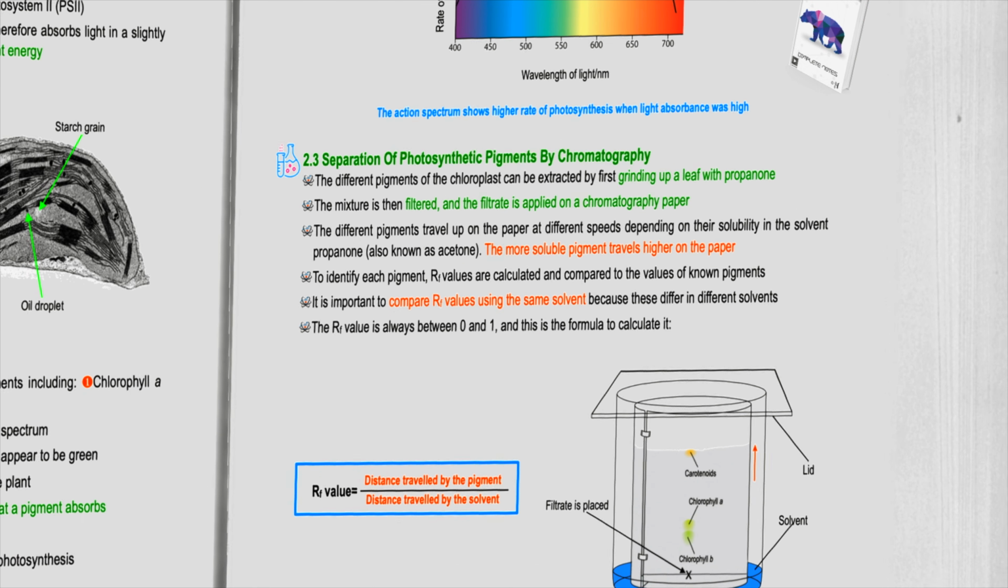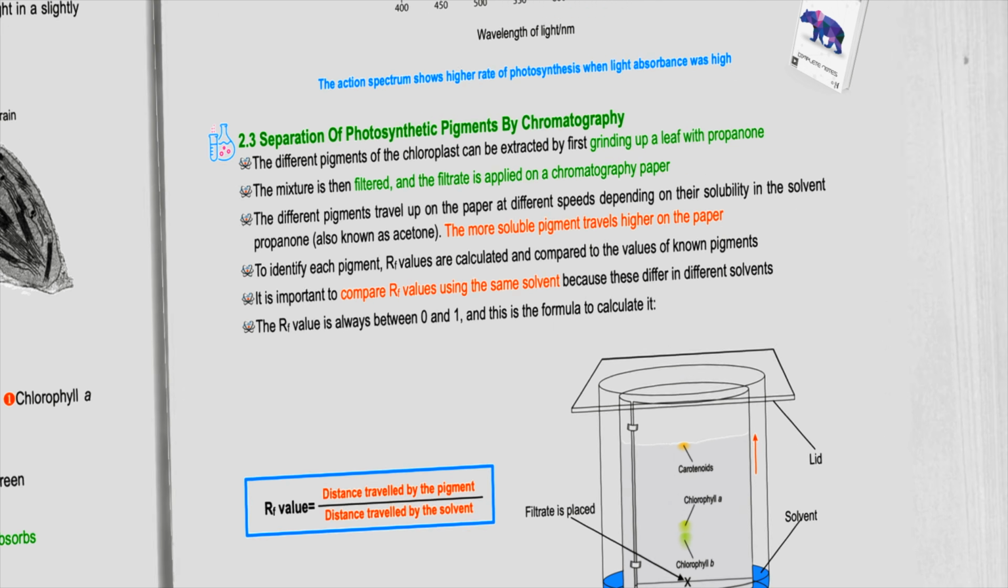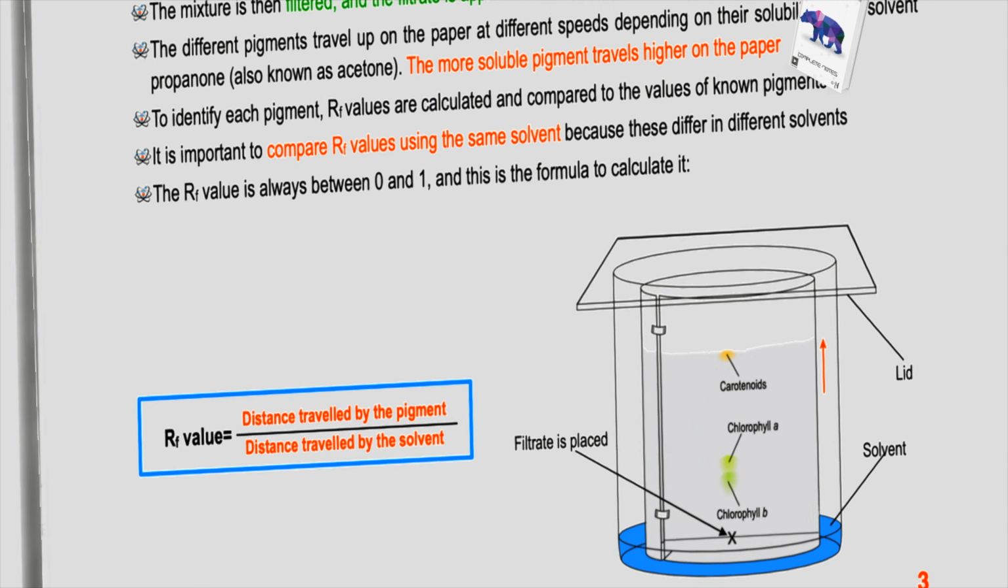You also have the important practical. So every time you have this sign, this means there is a practical, and today's practical is going to be the separation of the pigment of photosynthesis.